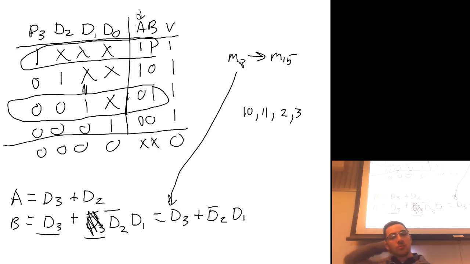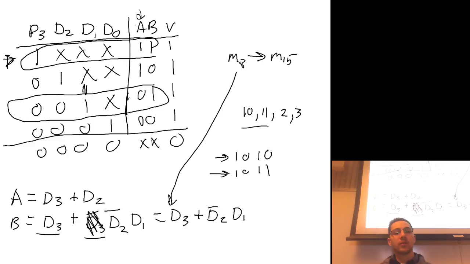So when you look at those min terms, 10 and 11 would be 1, 0, 1, 0, and 1, 0, 1, 1. So these two min terms correspond to my first row of my truth table here. And B is 1 in those cases. 2 and 3, 0, 0, 1, 0, 0, 0, 1, 1. That corresponds to this row of my truth table, 2 and 3. So that's how I would go about implementing that.